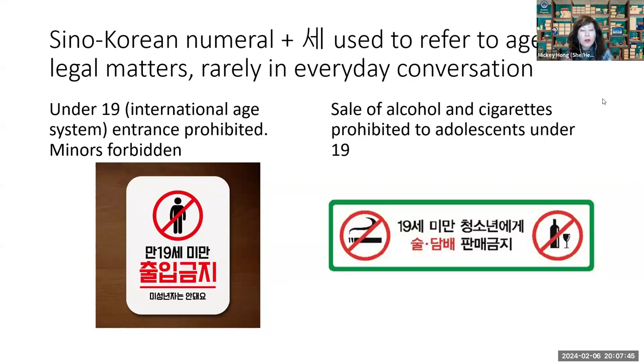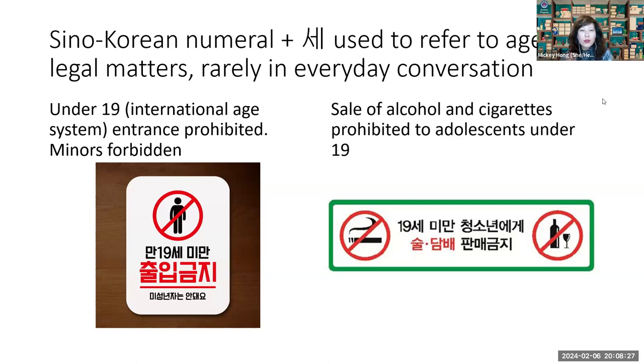Certain prohibitions and signs are indicated in 세 with Sino-Korean numbers. 만 19세 미만. 만 19세 미만, because it's Sino-Korean number, right? I'm a heritage speaker, so when we talk about age, we want to use native Korean numbers, but in legal matters such as this, unless you're 19 years old, younger than 19, then you can't enter.